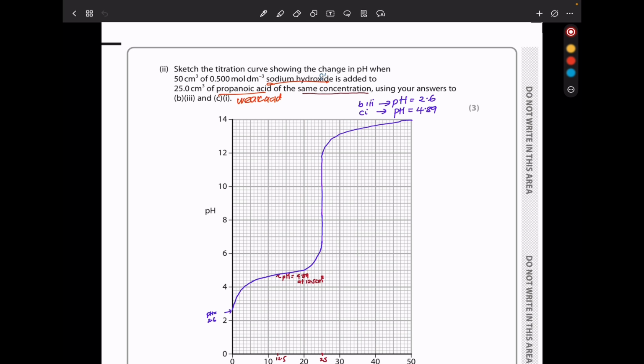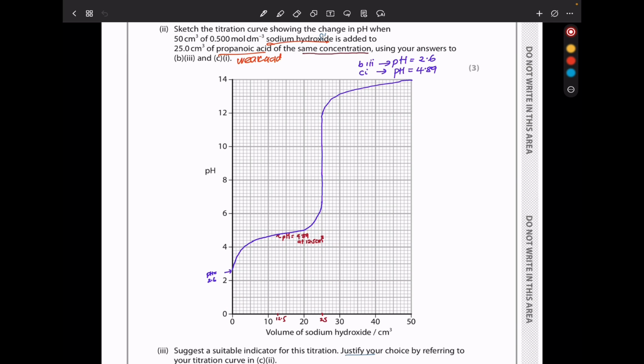And next they say, sketch the titration curve showing the change in pH when 50 centimeters cubed of 0.5 mole per decimeter cubed sodium hydroxide is added to 25 centimeters cubed of propanoic acid of the same concentration, using your answers to B3 and C1. So in B3, we were talking about the acid before the sodium hydroxide was added, so that is the pH at the beginning, which is about 2.6. Since neutralization required 25 centimeters cubed of sodium hydroxide, at half neutralization, 12.5 centimeters cubed will be used, and the pH at that point is 4.89, which is about there.